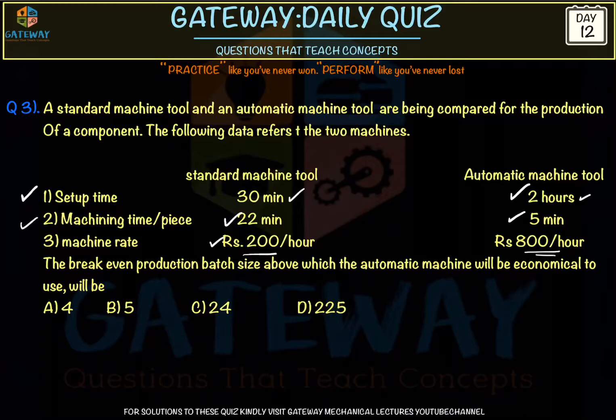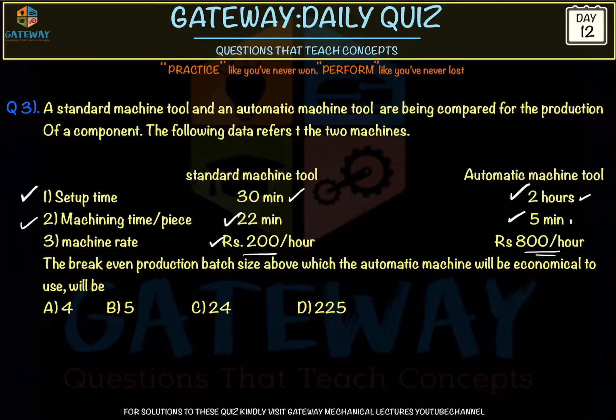But when we come to the production of a machine component, in 1 hour the operator can produce, on a standard machine, 2.72 components. Nothing but 2 components he can produce hardly.